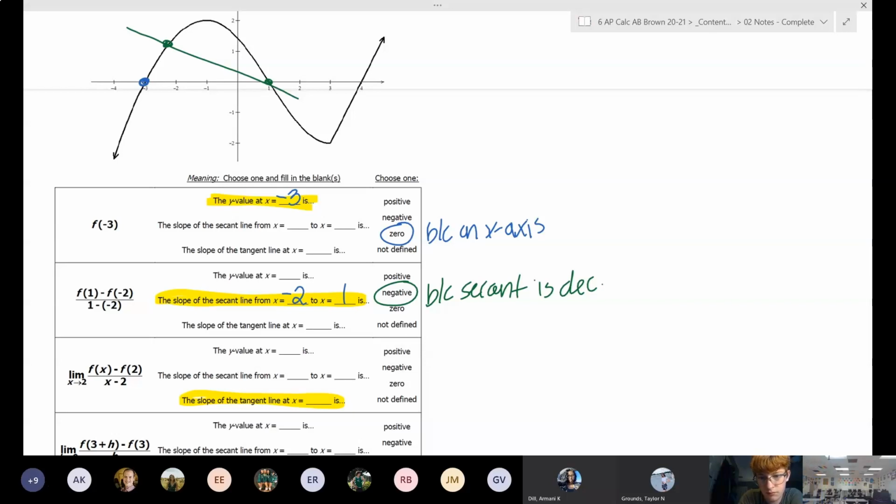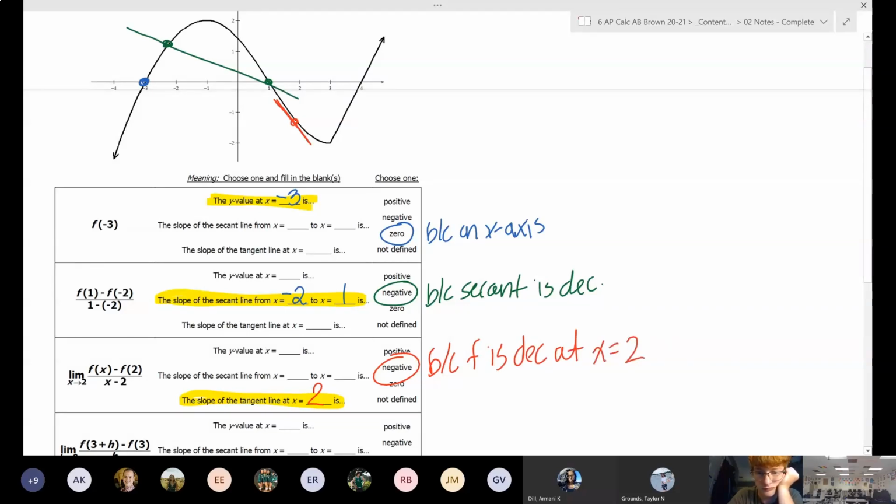Next to the last one is a tangent line. I see f of 2 there, so this is the tangent line at x equals 2. So looking at 2, I can kind of estimate what that tangent is. It looks like this. Would you say that that tangent line, the derivative, so would the derivative be positive, negative, 0, or not defined? Negative. And how do you know? Decreasing. Because f is decreasing at x equals 2.